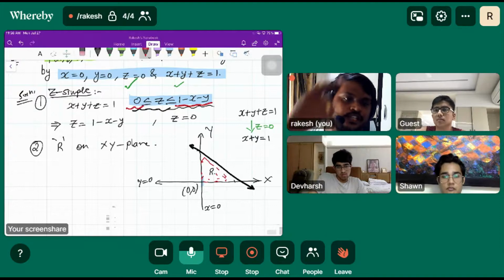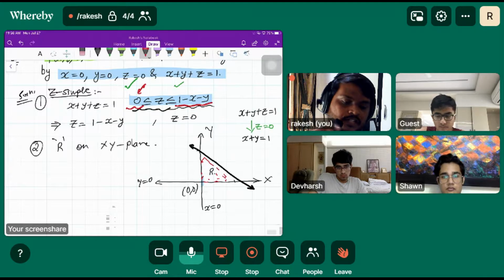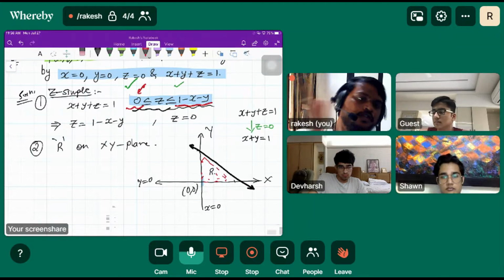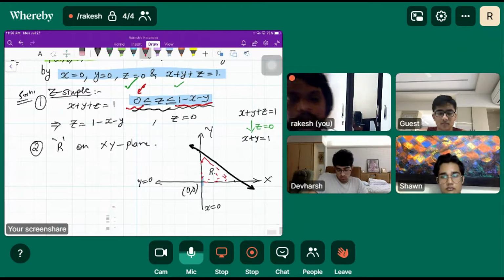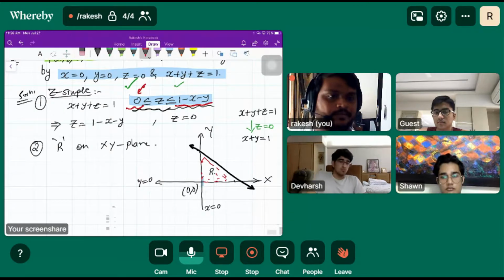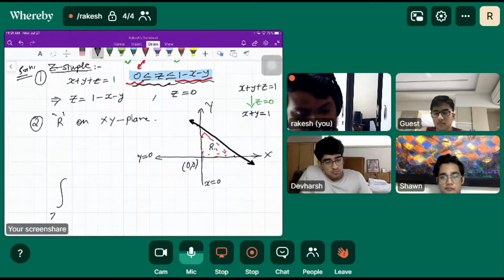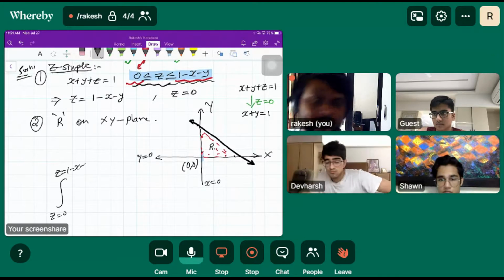If you put the origin 0, 0, then 1 minus 0 minus 0 is 1, which is more than 0. If you put 0, 0 in the other, there is no x and y, so it will definitely give you 0. So 0 is always less than 1, right? So the lower limit is 0 and the upper limit is 1 minus x minus y. That defines your first integral, which is z from 0 to 1 minus x minus y.